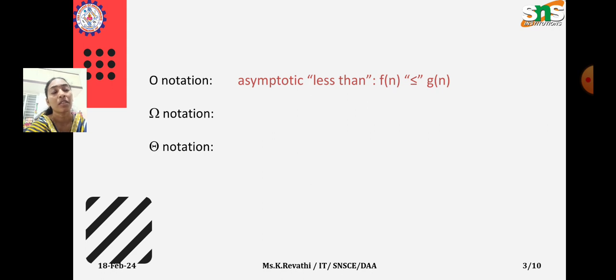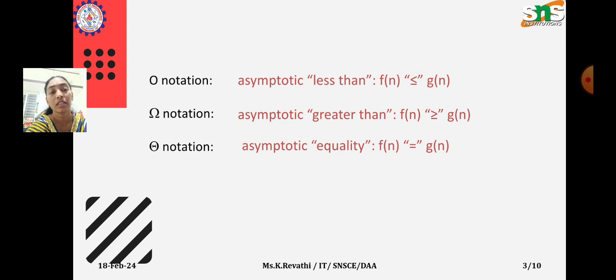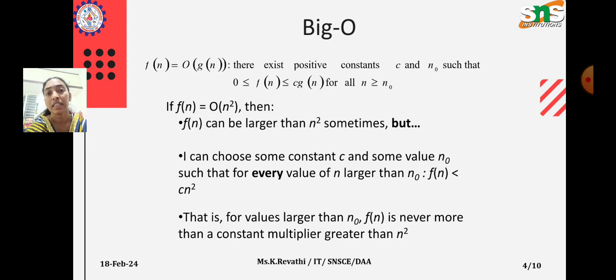Asymptotic, that means f of n is less than or equal to g of n, means it is represented by big O notation. The given function f of n is greater than or equal to g of n, means it is called omega notation. Then the given function f of n is equal to g of n, means it is represented by theta notation. Let us see one by one in brief.